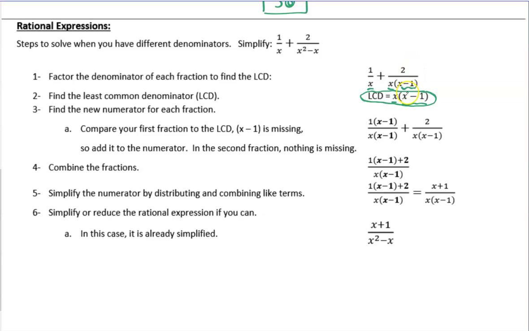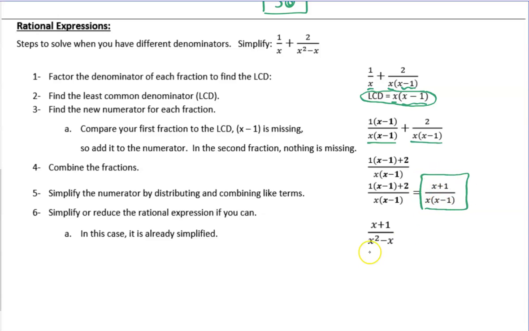The second fraction has both pieces. My first fraction had the x down in the denominator, but not the x minus 1. So you had to multiply each piece by x minus 1. Because now when you bring in that missing piece, my denominators are the same. All right, we multiply my numerator, 1 times x minus 1 plus 2. So 1 times x minus 1 is just x minus 1. And then plus 2 gives us x plus 1 over x times x minus 1.